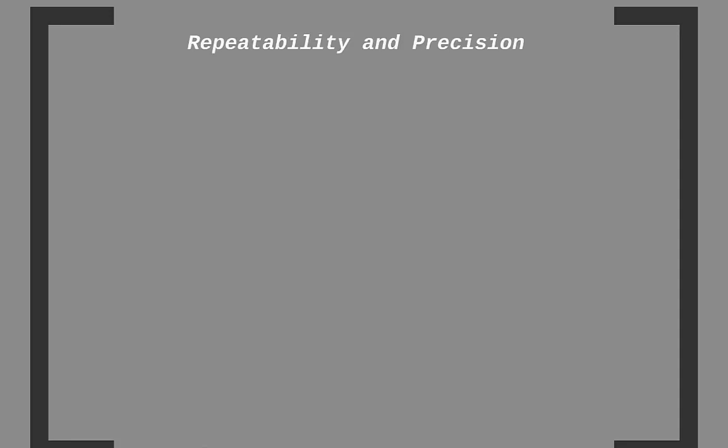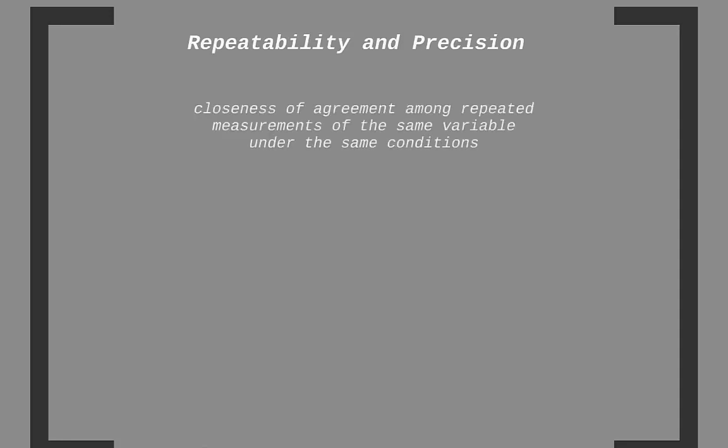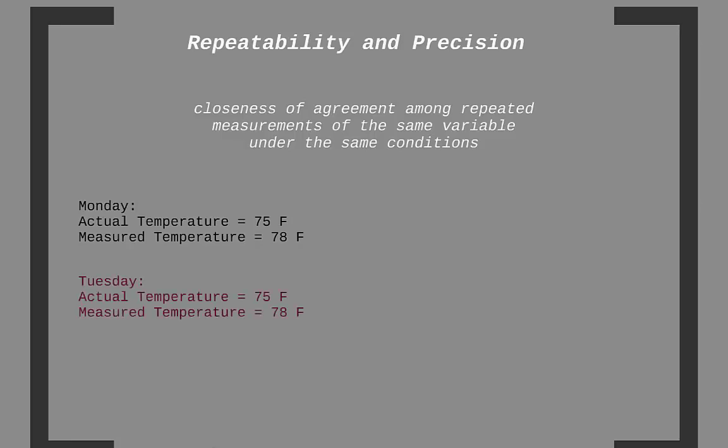Then there are two terms that effectively mean the same thing. They are repeatability and precision. The Montgomery text defines them as the closeness of agreement among repeated measurements of the same variable under the same conditions. That's a mouthful, so let's provide an example. Say the temperature of a space is 75 degrees Fahrenheit. You bring the sensor into the space and it outputs 78. You leave the space, come back in again, and the sensor again states 78. Say you do this over and over again, each time with the same result.